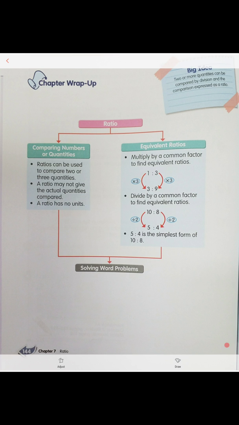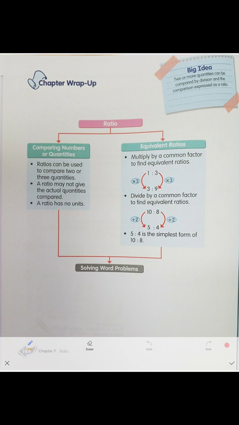Okay, so chapter wrap up, right? We talked about the ratios in this chapter. The big idea over here is 2 or more quantities can be compared with each other, right, by division, and the comparison expressed as a ratio. Ratio is a quantitative relationship between the numbers, right?